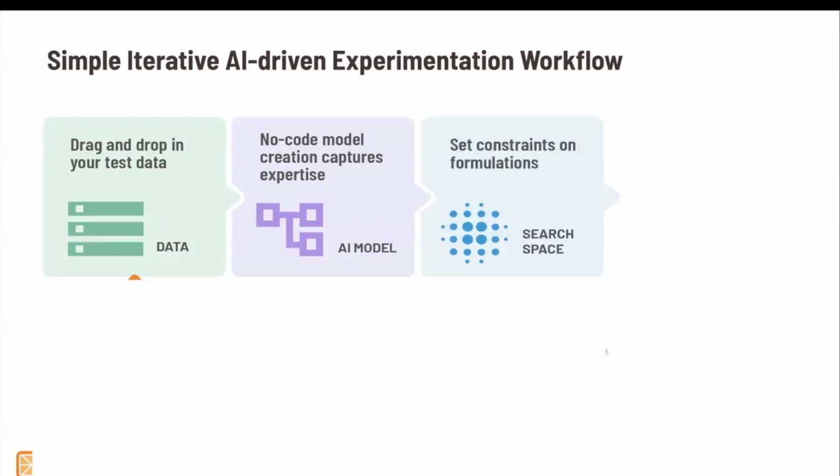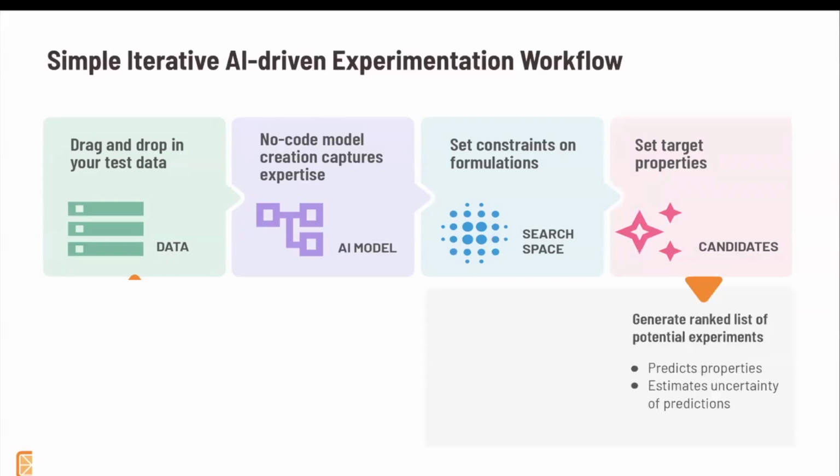You then get to tell the AI where to look. You put boundaries on it: how many ingredients it's allowed to propose, what ingredient fractions it's allowed to use for different types of ingredients. And then you set target properties. So we can set a rheology type, in this case Newtonian, a certain viscosity that we need, and also, of course, a target on stability. What the platform then does is it looks at many millions of different options, predicts the properties of those options, and then generates a ranked list of 500 potential experiments to take to the lab.